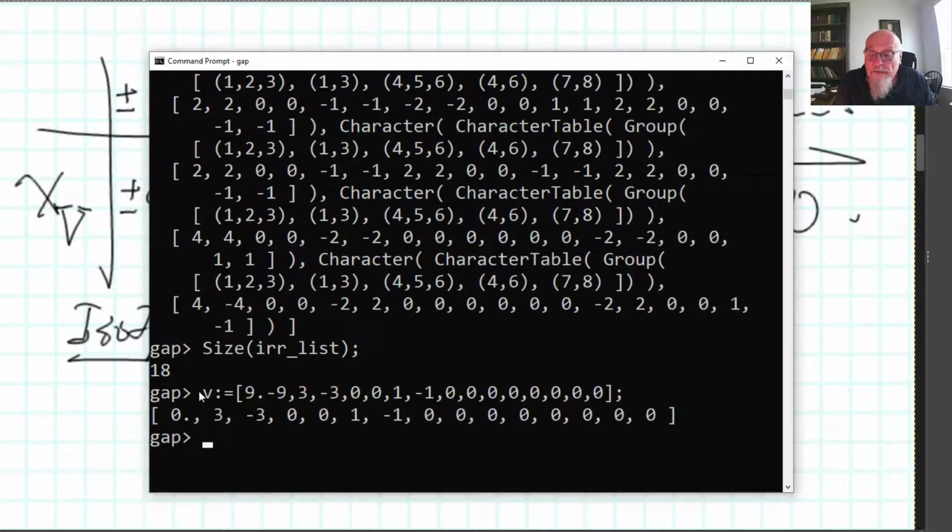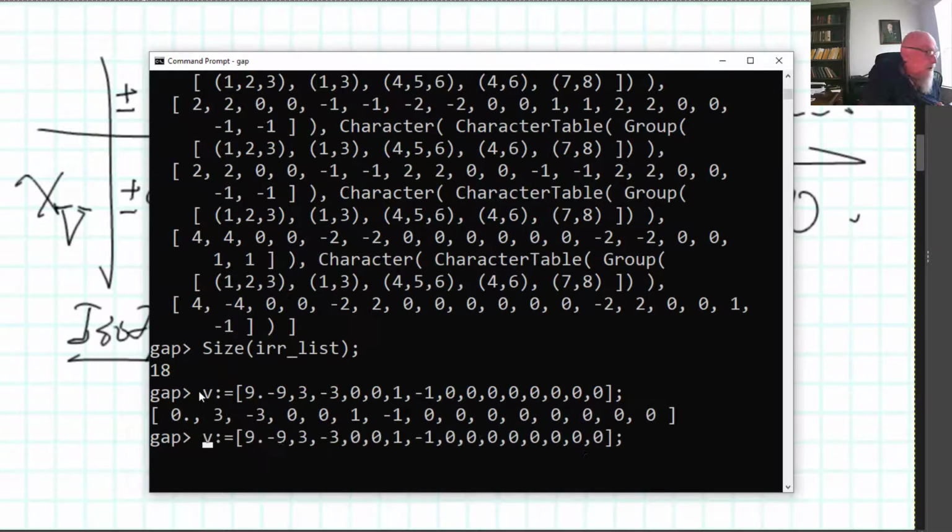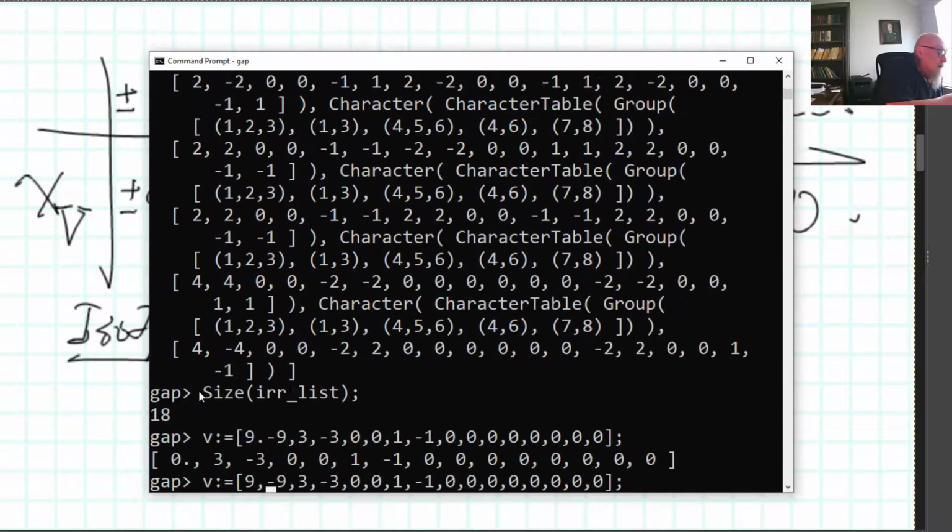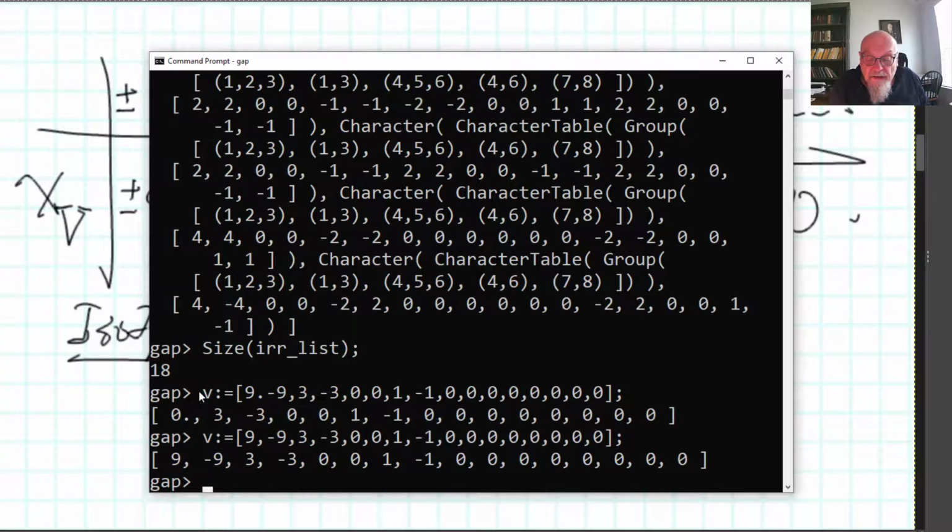It's not correct. It is definitely screwed up. So let me do it again. 9, 9, 9, 1, 2, 3, 4, 5, 6.